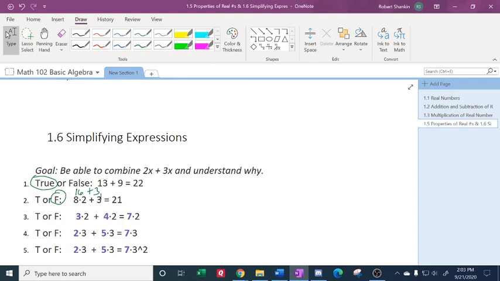And group 5, what do you have for number 3? I got some different answers, but let's see, what did I put? I got false for number 3. Okay, well, let's check it out. 3 times 2 is, what, 6? Wait, nope, I realize I'm wrong, it's true. Alright, and then this one is 8, and this one is 14, and 6 plus 8 is 14, so that's true. Alright, how about number 4?